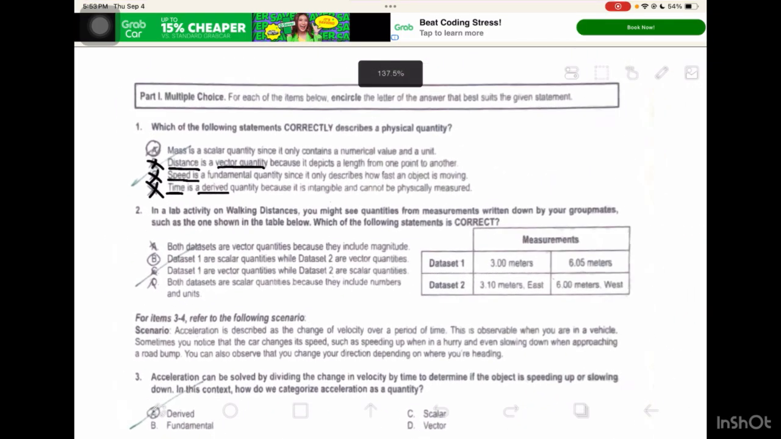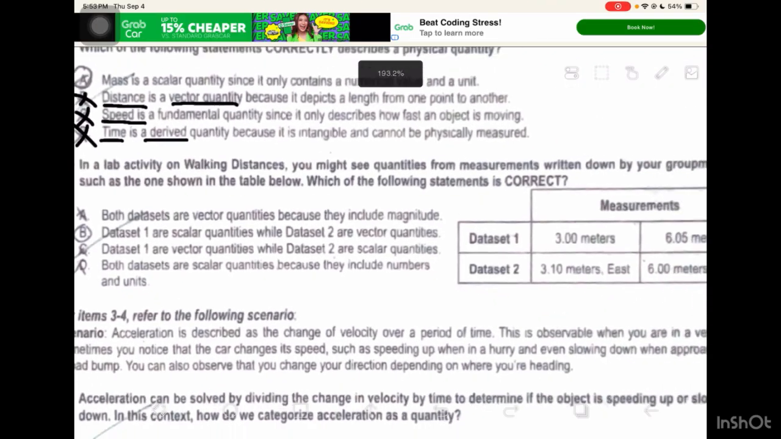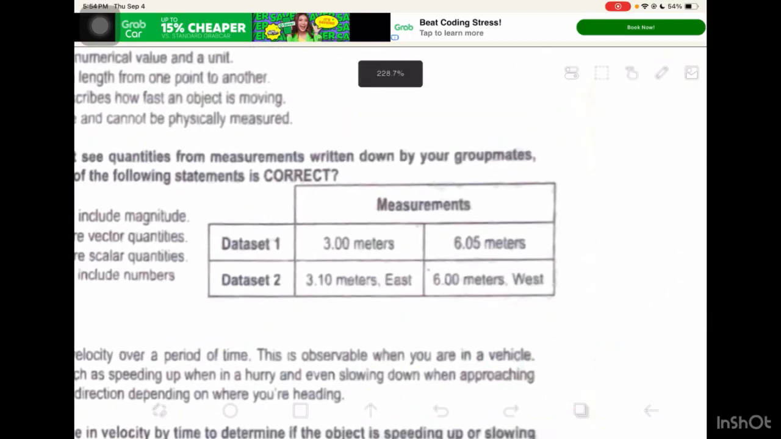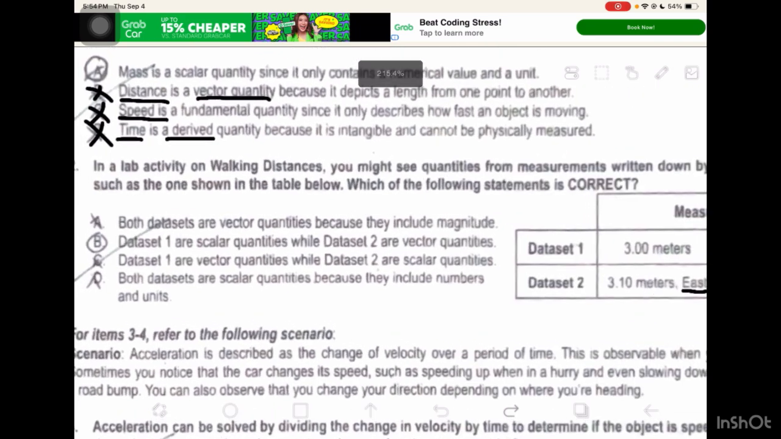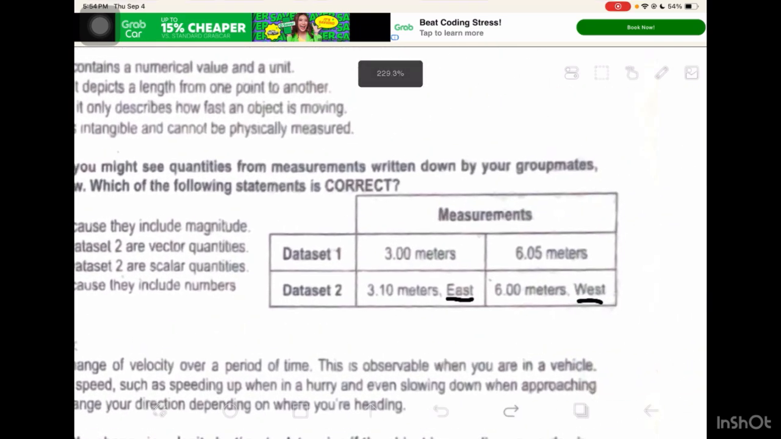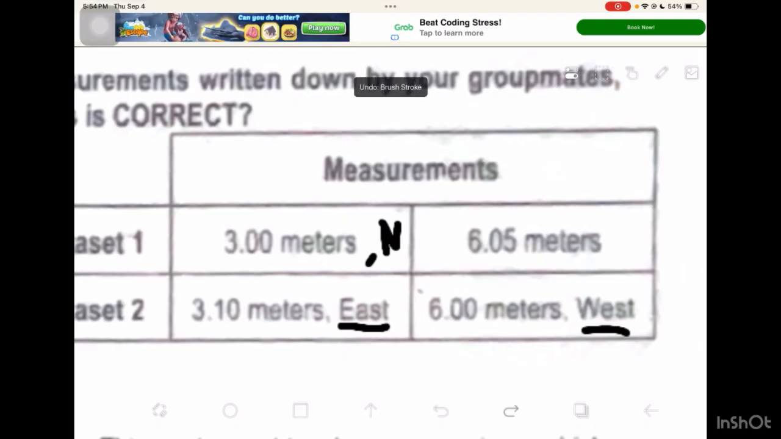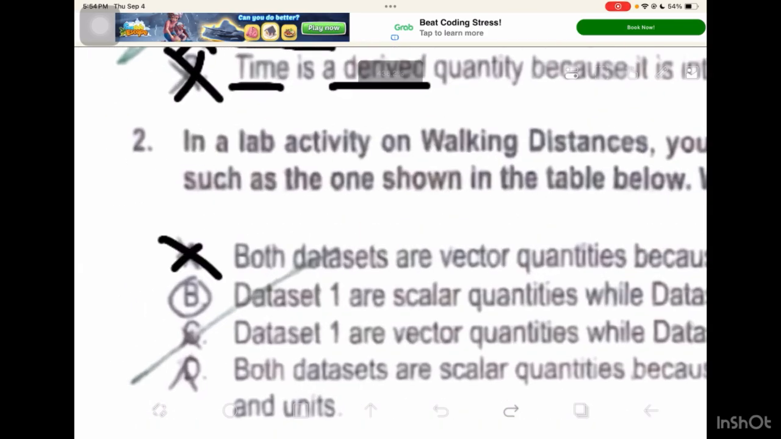Number 2, in the lab activity on walking distances, you might see quantities from measurements written down by your groupmates, such as the one shown in the table below. Which of these statements is correct? Letter A: both data sets are vector quantities. Dataset 1 and dataset 2 have similar measurements, but this one has east and west. For letter A to be right, we would have to add a direction over here, let's say north and south. But that's not the case here, so that's false.